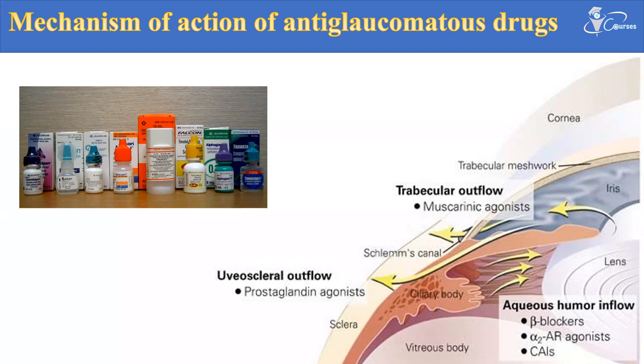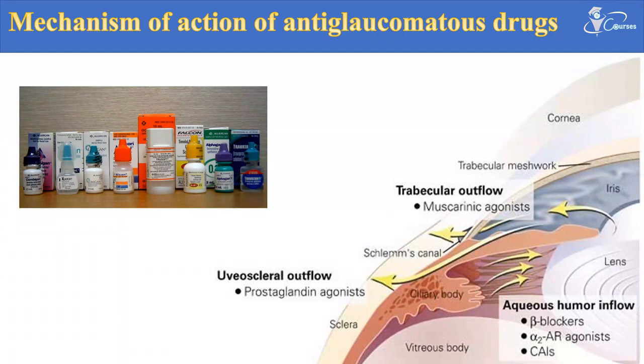In order to decrease aqueous formation, we can block the beta receptors with beta blockers, or we stimulate the alpha 2 receptors with alpha 2 agonists, or we can simply work on the carbonic anhydrase enzyme, blocking it so that it prevents the formation of bicarbonic acid. So carbonic anhydrase inhibitors are also potent inhibitors of aqueous secretion or formation.